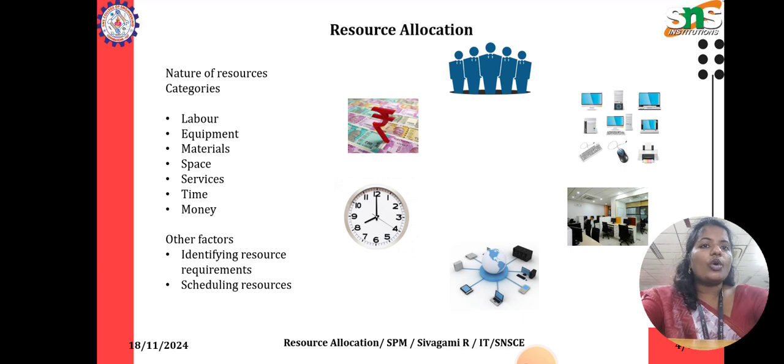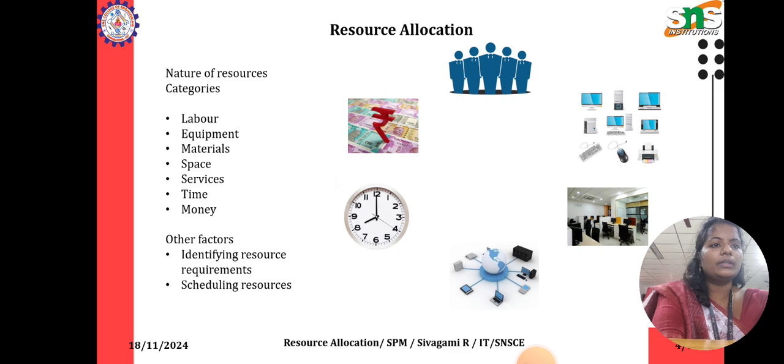Here I have given the nature of the resource categories. The nature of resource categories are, first, labor, then equipment, materials, space, services, time, and money.